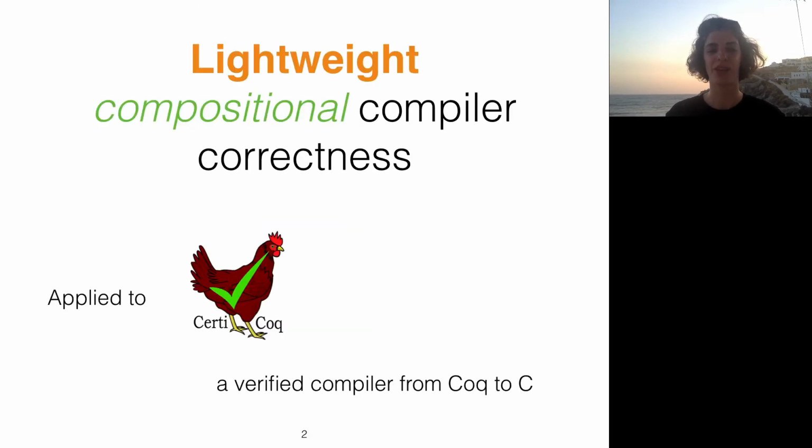This paper is about a new lightweight technique for compositional compiler correctness. We show how we can use existing compiler correctness techniques to obtain a compositional compiler correctness theorem that allows us to link together programs compiled with different compiler configurations. We apply this technique to compositionally verify the optimizing Midland pipeline of the Certico compiler, a compiler from Coq's specification language Galina to C.